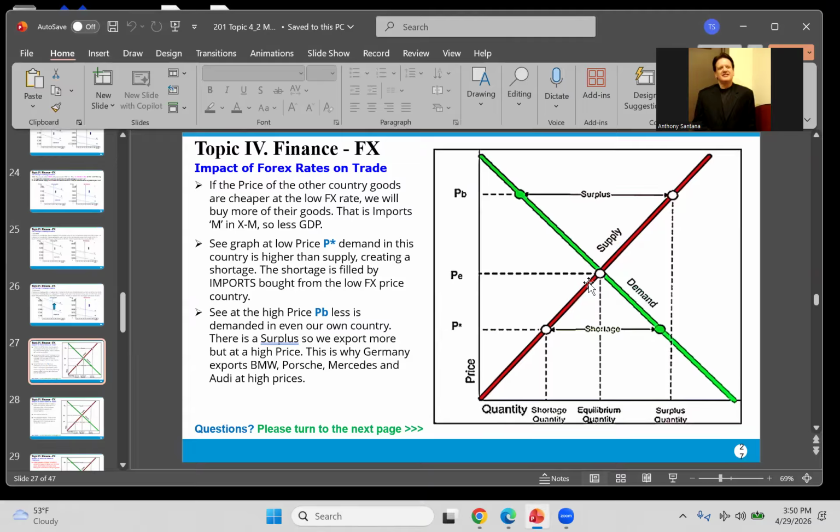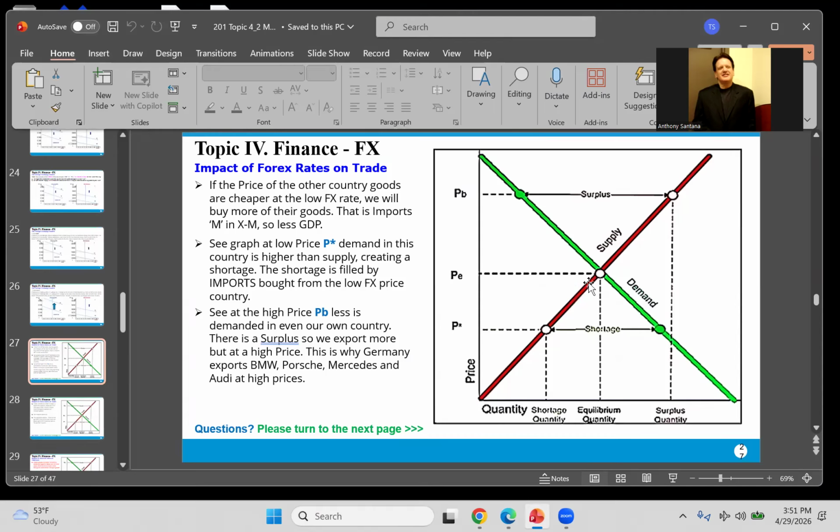Because remember, imports subtract from our GDP because we're taking some of our income out of the circular flow of the economy and shipping it overseas and giving other people jobs and other people higher wages. And if we don't have imports, then it means more jobs in the US, more GDP in the US. We're keeping more of our income in the circular flow of the economy.